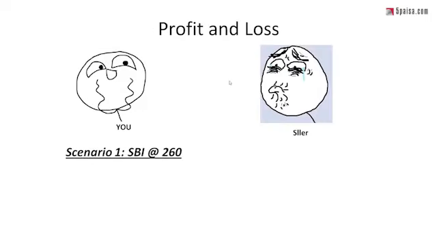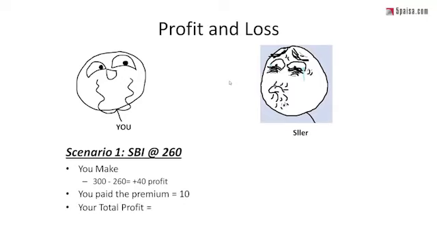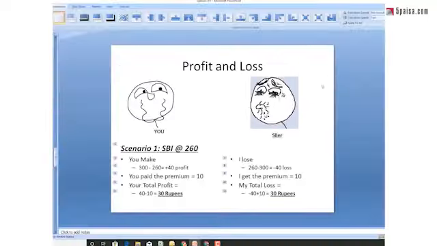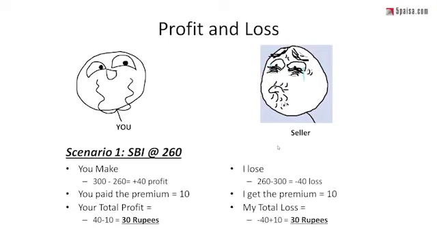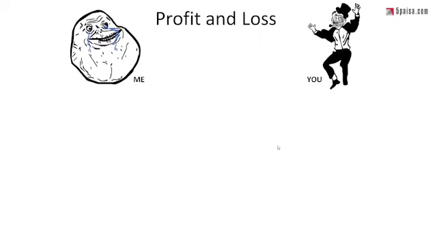So let's look at one scenario. SBI goes to 260. You will make 40 from the option, and you paid the premium of 10 rupees. So your total profit is 40 minus 10, which is 30 rupees. And I, who is the option seller, will lose 40. I get the premium of 10 rupees and my total loss is 30 rupees, correct?